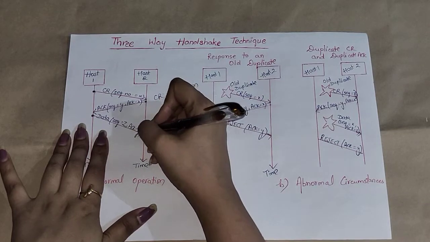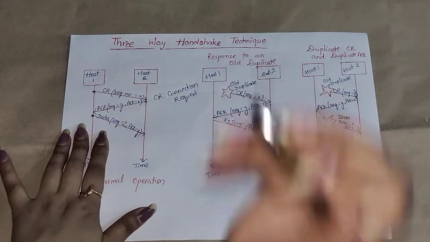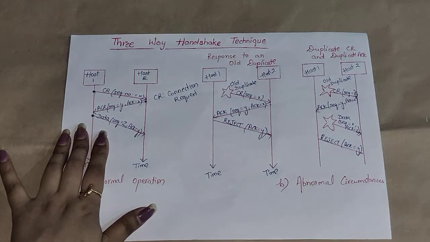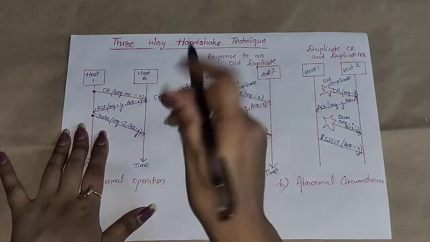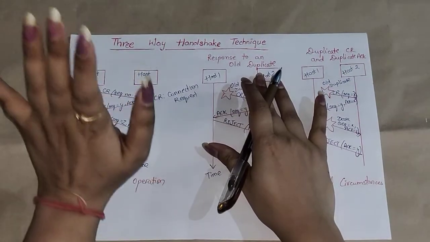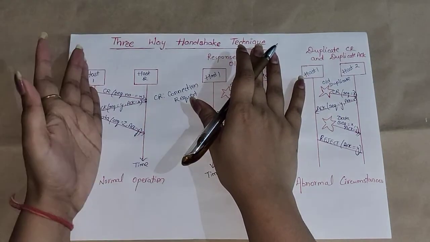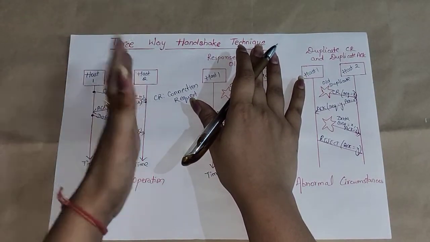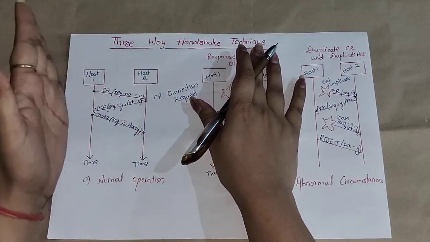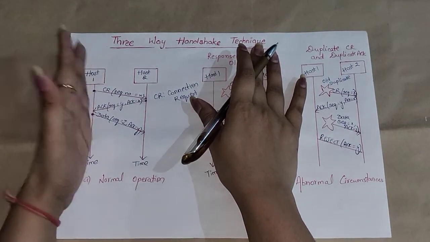And this is an acknowledgement for this y. Okay, clear? Now this is the normal operation. When host 1 is sending some message to host 2, host 2 is successfully receiving, host 2 is sending back acknowledgements, then host 1 is sharing the data.